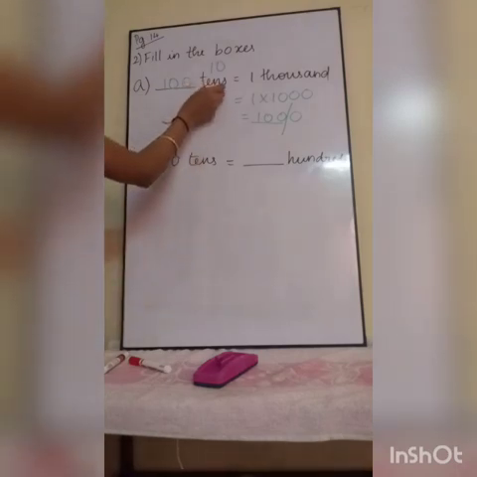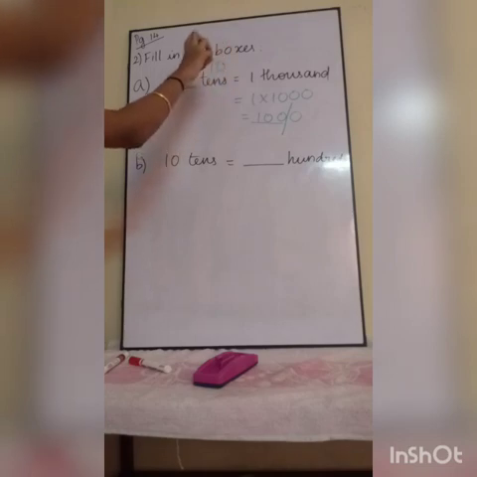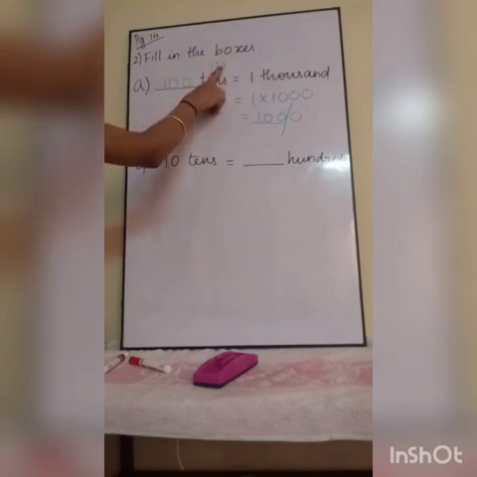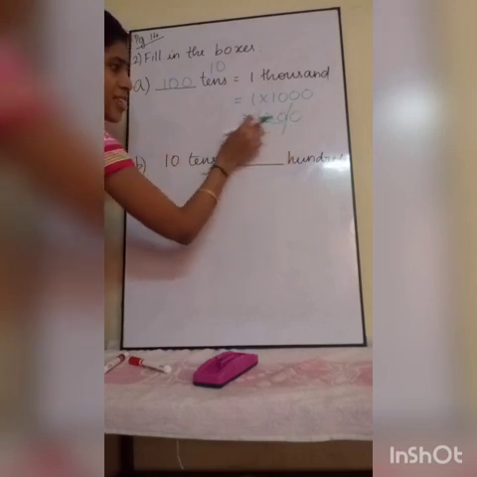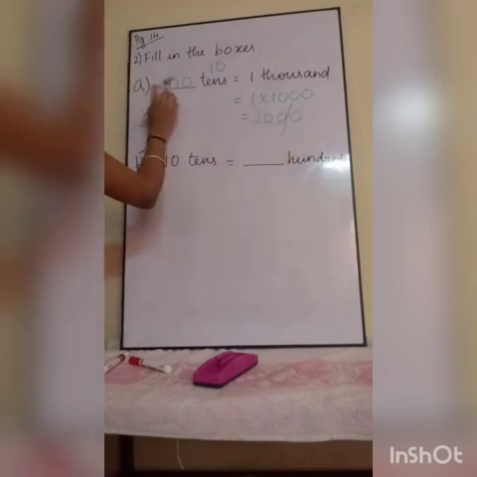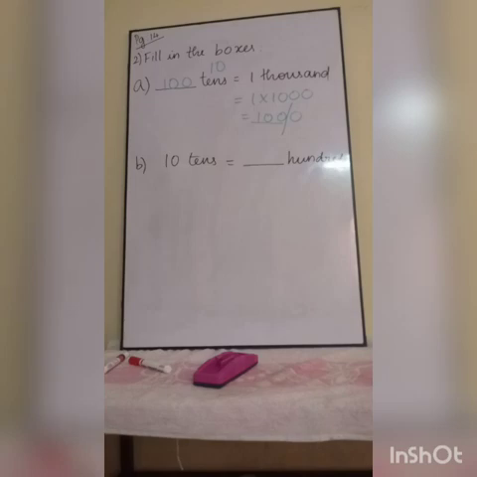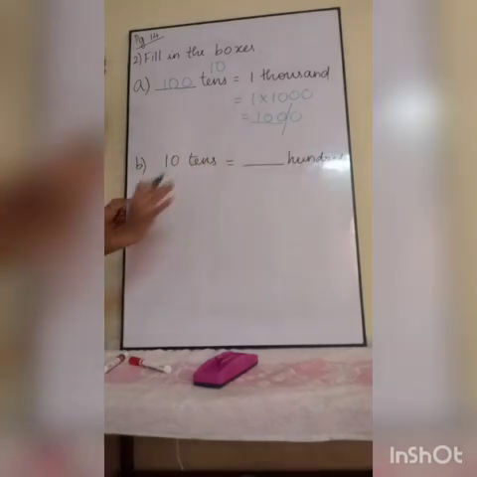Next I am going to compare this. What is here? Tens. Tens means I will write 10 only. 10 has how many zeros? 1 zero, so I separate 1 zero alone. What is remaining? 100. So 100 tens you will write. Okay, next question: 10 tens is equal to dash hundreds.